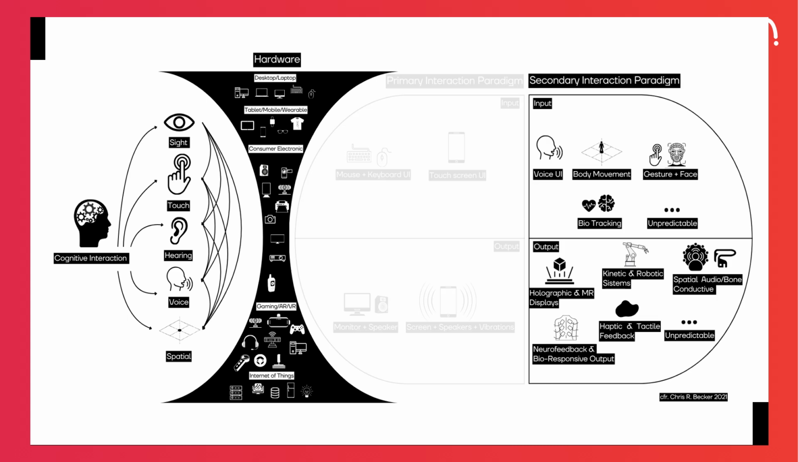The secondary interaction paradigm, however, pushes the boundaries into the interaction habitat we are exploring. Here, the machine becomes adaptive and often invisible. Input is no longer just a click. It expands into voice UI, body movement, or even biotracking. Similarly, the output evolves into spatial, audio, haptic feedback or kinetic systems. In this paradigm, the interaction becomes poetic, aware, and deeply integrated into our physical reality.